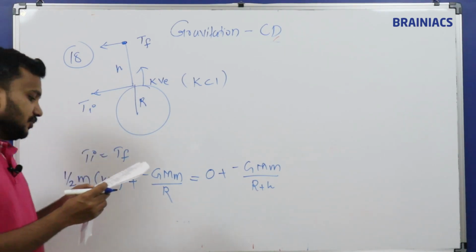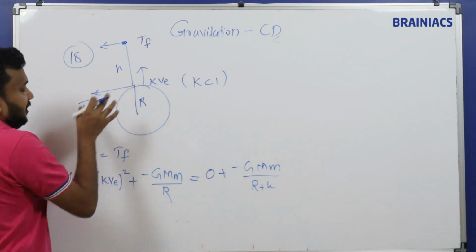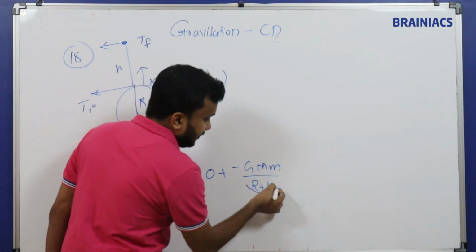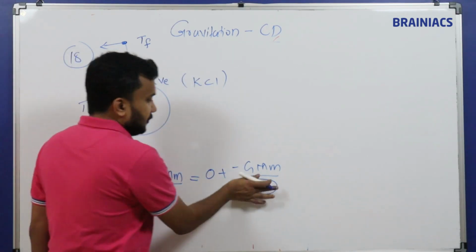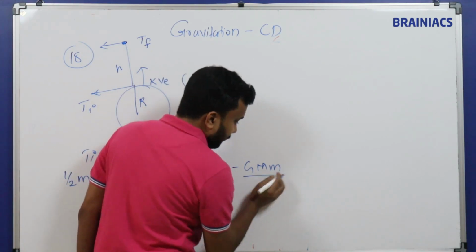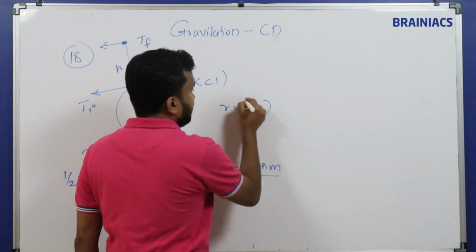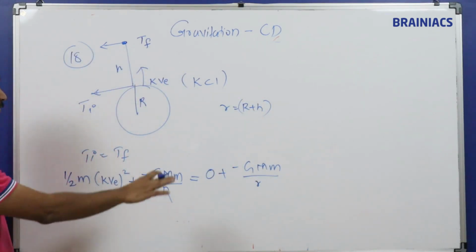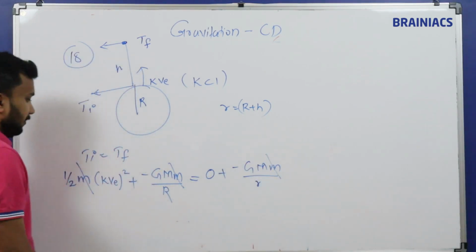Neglecting air resistance, the maximum height to which it will rise is from the center of the earth. From the center of earth means R plus h we need to find out. This is the distance from the center of earth. So let me make the distance from the center of earth as small r, but I know small r will be equal to R plus h. It's a distance from the center. So I need to find that. m cancels all over.